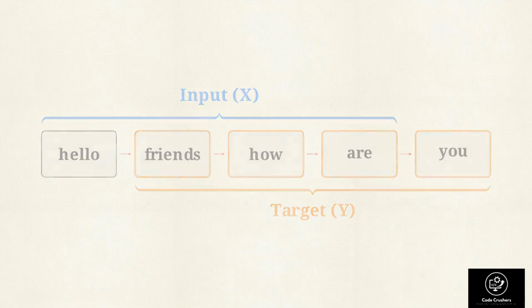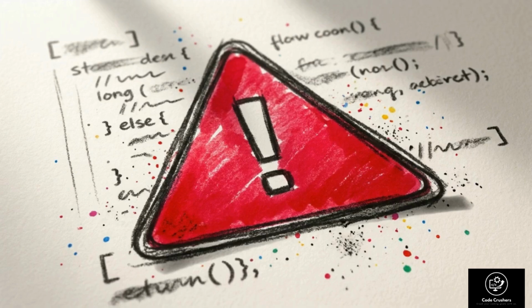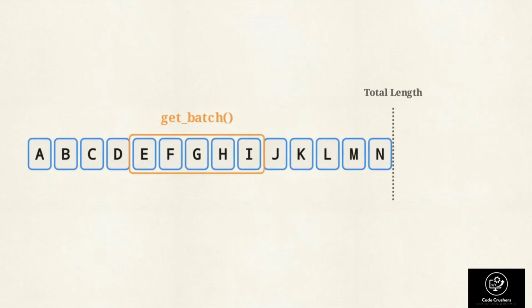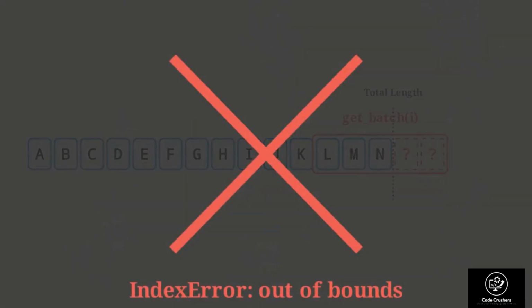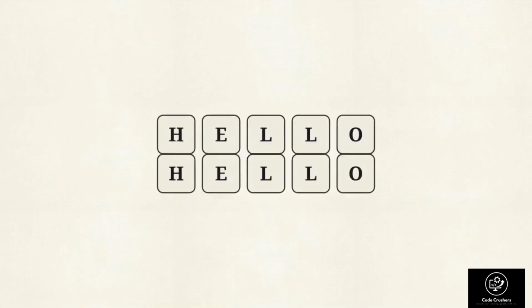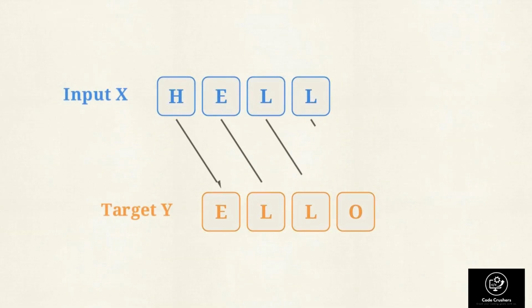"Friends, how are you?" A quick warning here. When you set your batch size and context length, double-check your variables. The most common error at this stage is accidentally asking the getBatch function to pull a sequence larger than the dataset itself, which will instantly crash your code. That deliberate off-by-1 offset allows the network to learn the mechanics of time and sequence prediction.